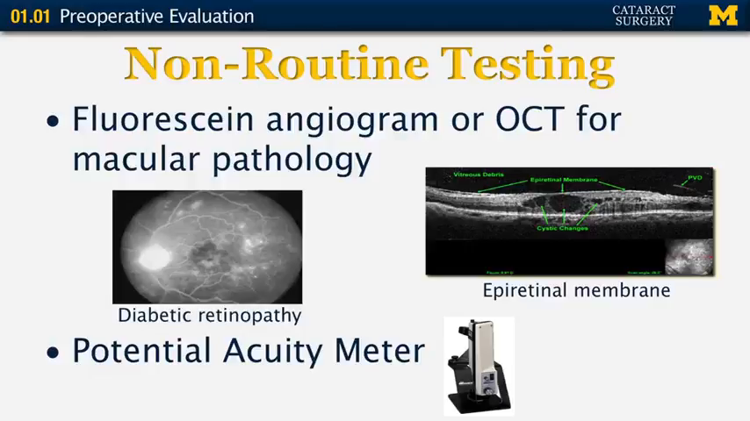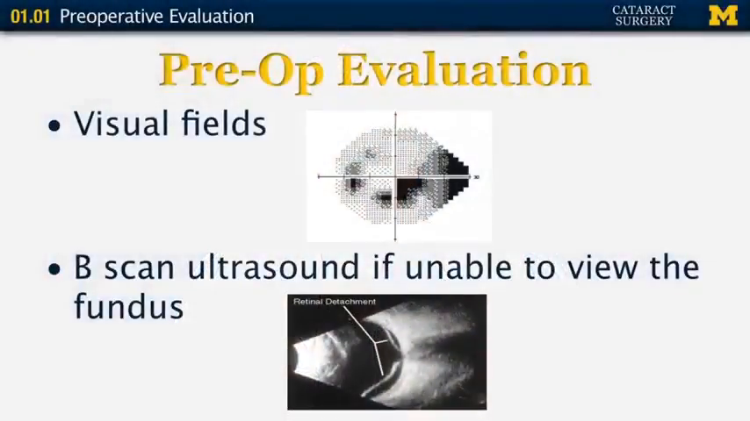A potential acuity meter or a PAM test is sometimes useful in these patients with macular pathology. I haven't found it all that accurate, but sometimes it can give an idea of what the acuity might be after the surgery. Other non-routine testing important would be visual field examination if the patient has a history of glaucoma.